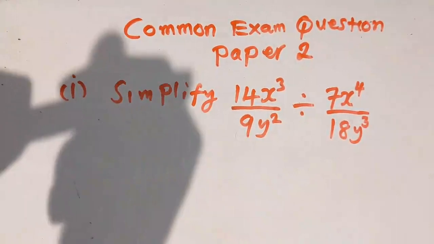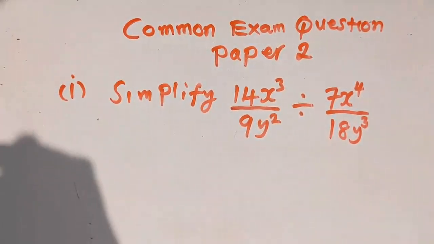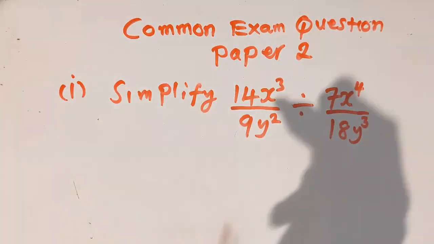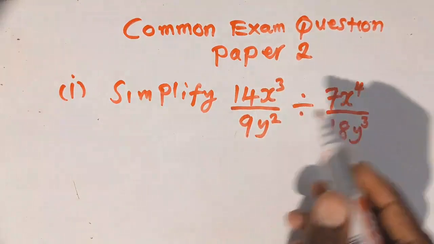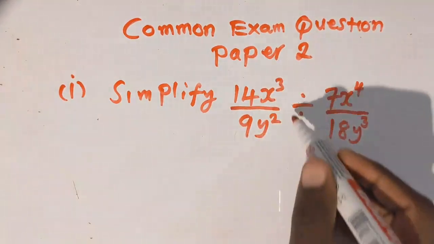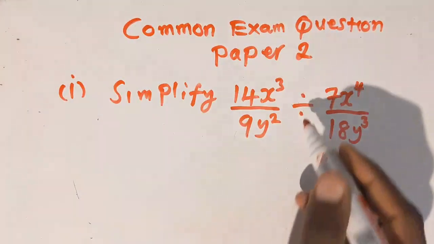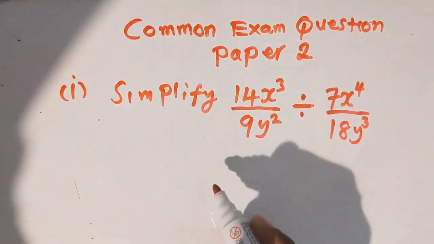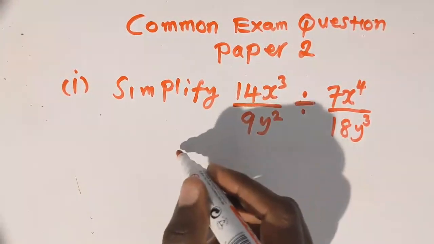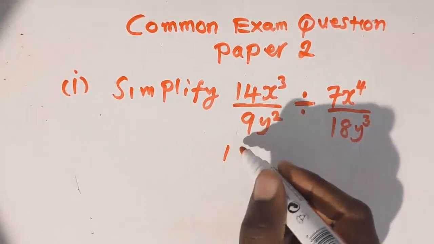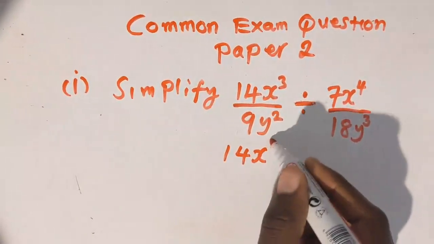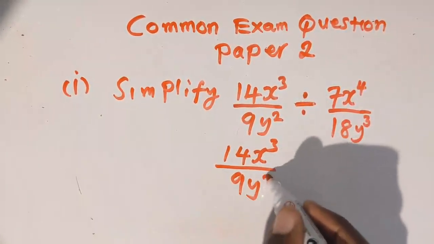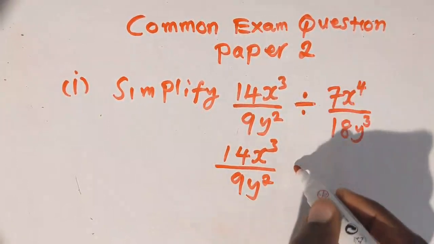Question 1 is very simple. This is just a fraction that has the division sign. When you are dividing fractions like this, one thing that you need to know is that the division sign changes to what? Multiplication sign. So meaning that it is going to be 14x to the power 3 over 9y to the power 2, and this changes to what?